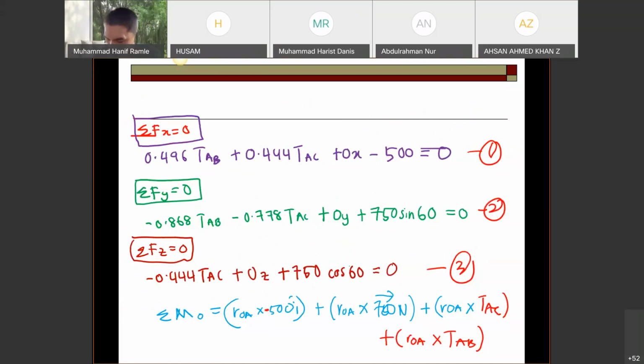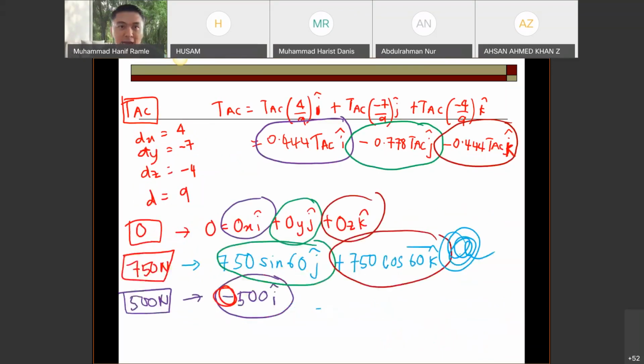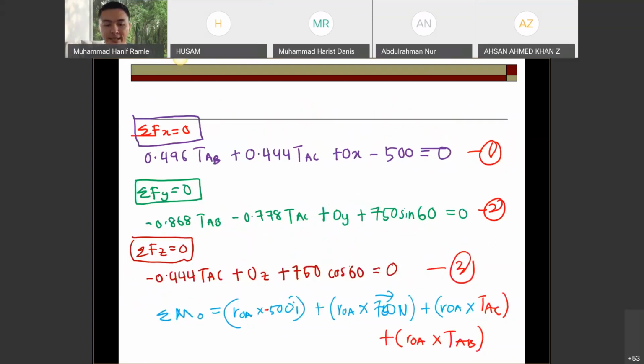You have to follow 100% from the ijk form. If the value is negative, then you have to put negative. If the value is positive, you have to put positive. Same goes for here: positive, negative, negative. So you have to refer back to the initial ijk form. Again, thank you, Haris. Any more questions?